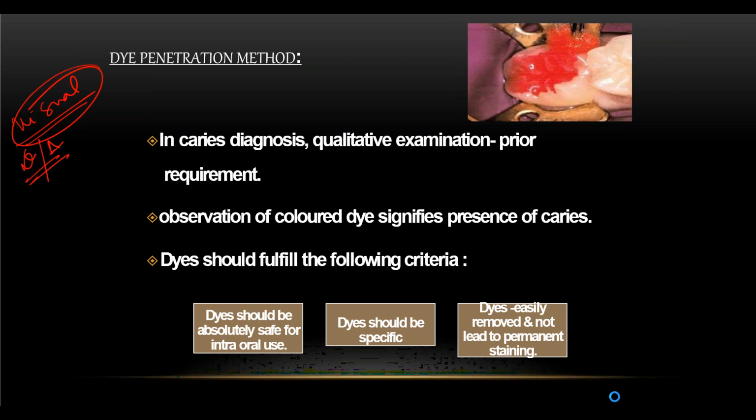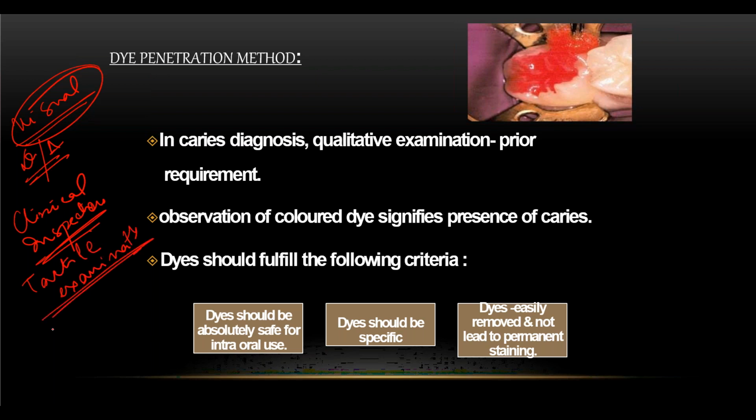Then we have clinical inspection, or the tactile examination, that is done with the help of probes and explorers. What is the difference between a probe and an explorer? A probe has a blunt tip and an explorer has a sharp tip. Very good. The probe has gradations, whereas the explorer does not have gradations.